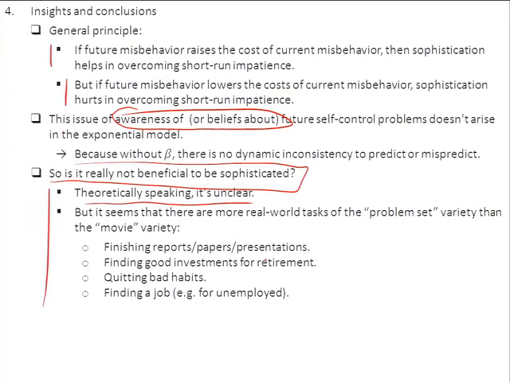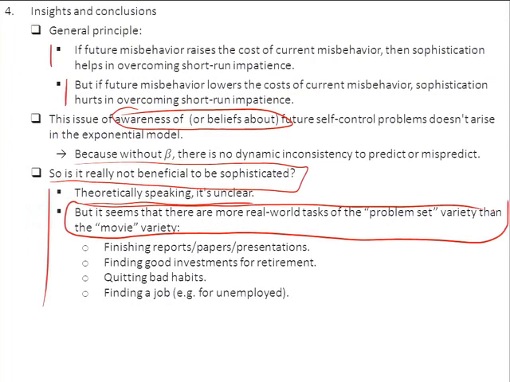It seems like there are more real-world tasks of the problem set variety than the movie variety, which is to say more real-world problems where there are opportunities to procrastinate an unpleasant task, potentially with very great negative consequences, and not as many really economically relevant opportunities to pre-crastinate a pleasant task and thereby miss out on something that could have been really pleasant later on. Okay? Retirement savings, I think, is the big exception. Retirement savings is an example of when do I go to the movie, when do I take my money out.